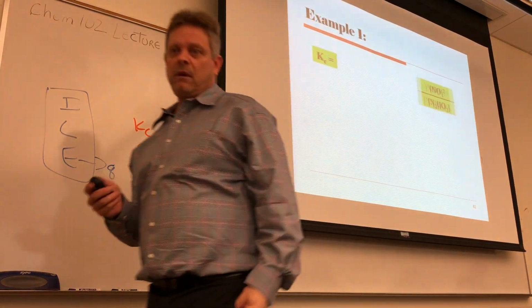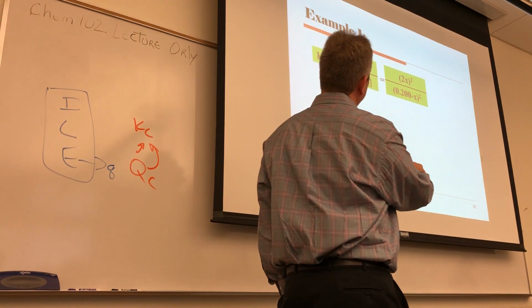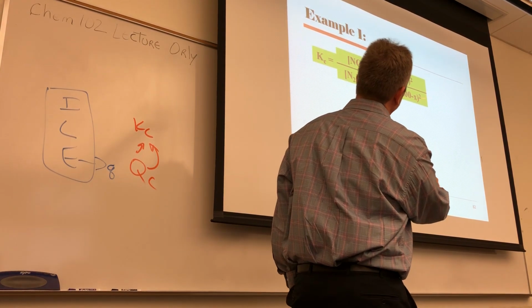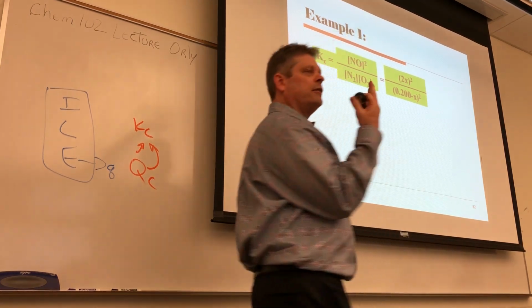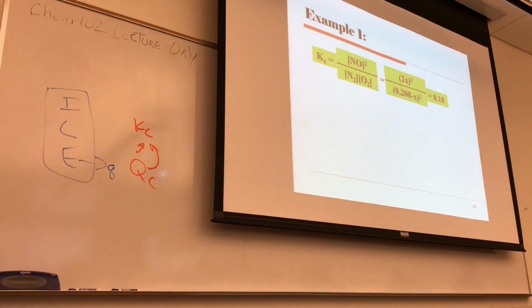Okay. So here's my Kc, which was given. I write this up properly here. I get the 2x squared, and I get 0.2 minus x times 0.2 minus x, which is the same thing as 0.2 minus x squared. So keep that, so that doesn't become confusing. And that's equal to whatever was given, which was 0.10.